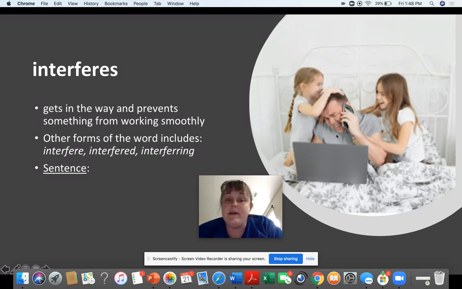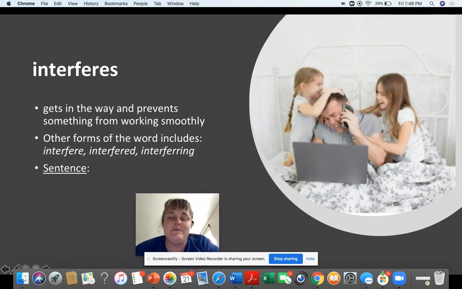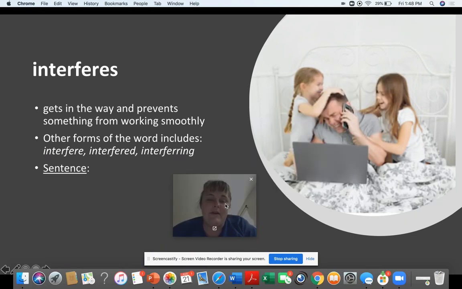This poor man over here, bless his heart, he's got a laptop and a phone. It looks like he's getting ready to do some work. And his daughters think it's hilarious to jump on him, pull on his head. They're interfering with his ability to get his work done. Okay, so my picture may interfere. You may have a lot of noise going on in the background at home that might interfere with your ability to focus on getting your work done.